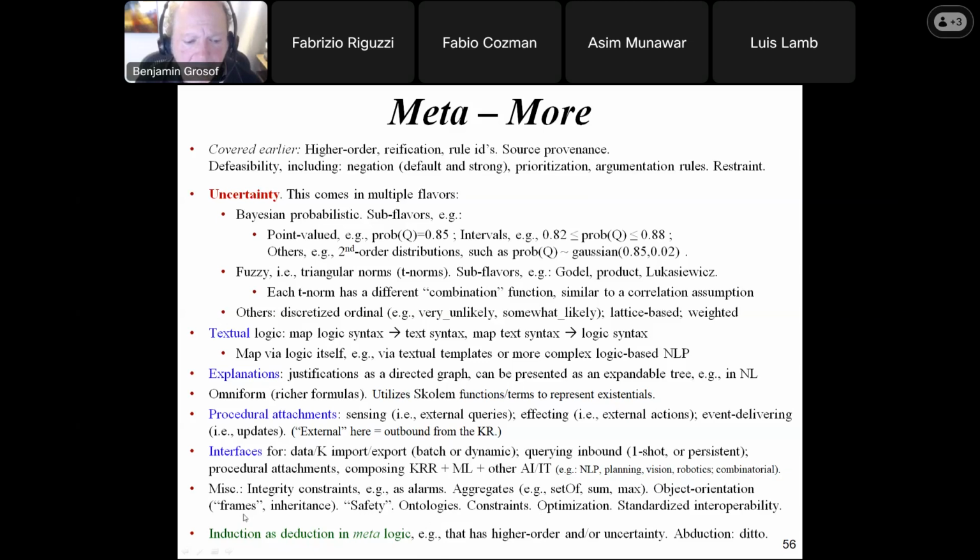optimization, various other things. So induction can be viewed as deduction in meta logic. And for example, that was the basis for the inductive logic programming approach, whose successor is meta-interpretive learning that uses higher order. And what's going on also in some of the newer systems that have probabilistic or fuzzy uncertainty combined with LP, induction is being done via deduction in an extension of LP that has uncertainty. And abduction is pretty much similar to induction.